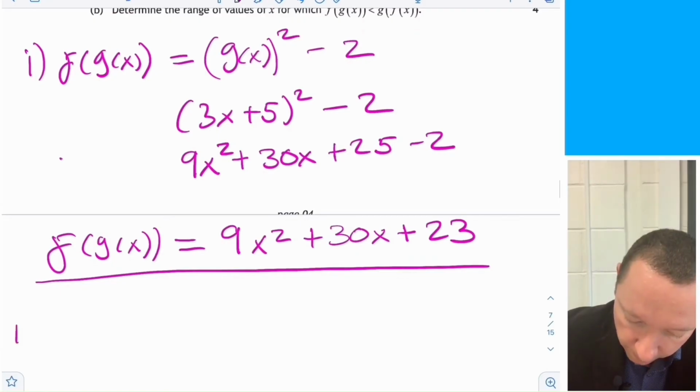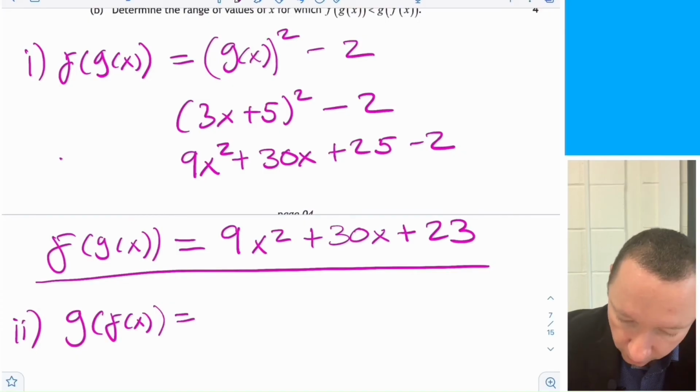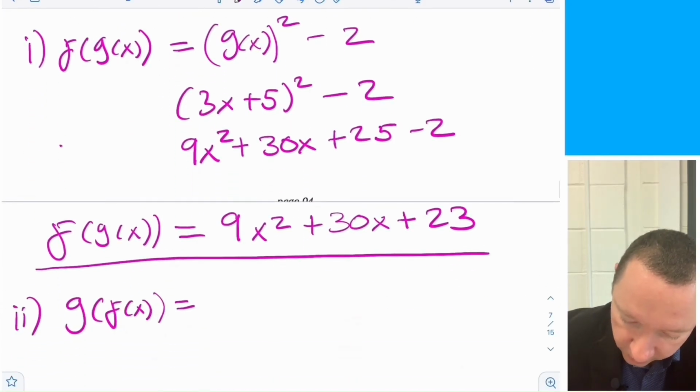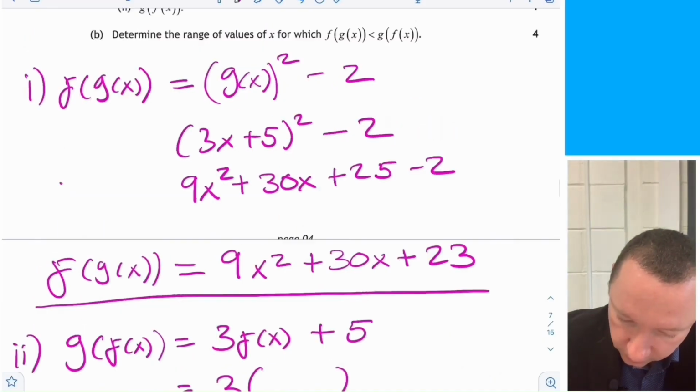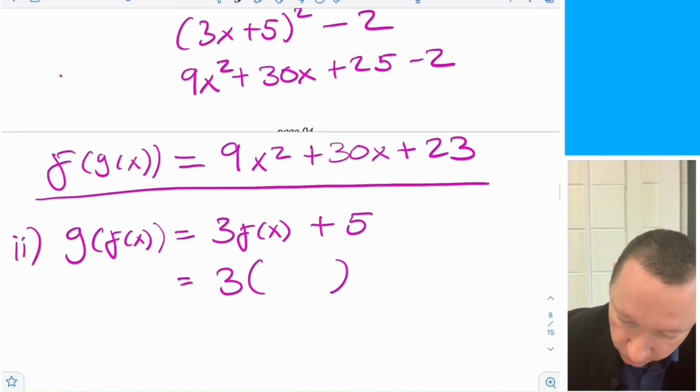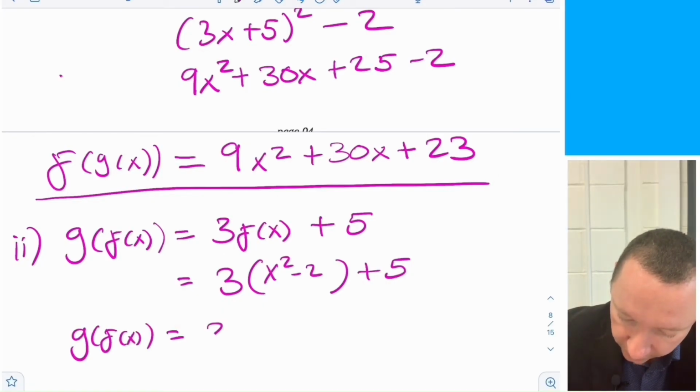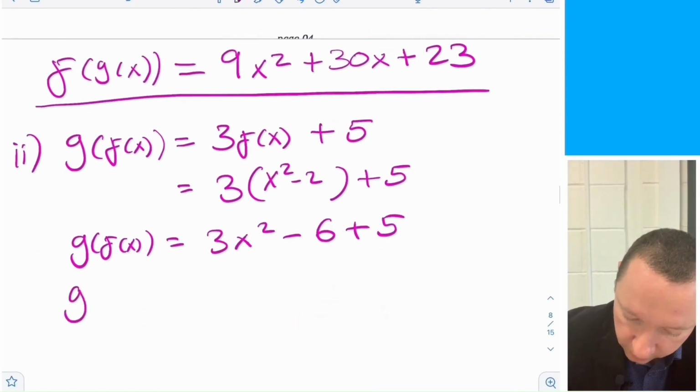Part 2, g of f of x. Well, g, I remember, is 3x plus 5, so it's 3 f of x plus 5. That's 3 times x squared minus 2, plus 5. So g of f of x is 3x squared minus 6 plus 5. G of f of x is 3x squared minus 1.